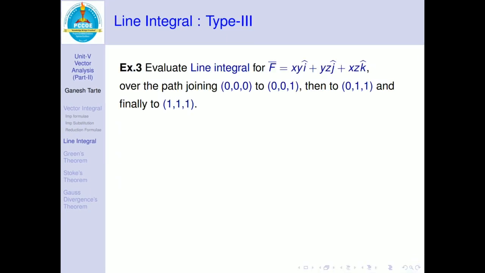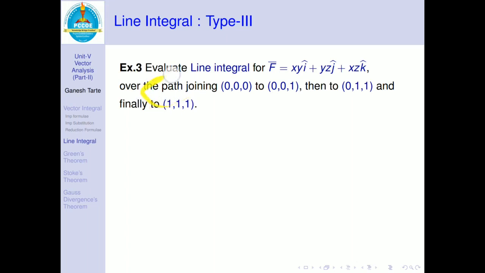Now type 3: evaluate the line integral for F bar equals xy i plus yz j plus xz k over the path joining (0,0,0) to (0,0,1), then to (0,1,1), and finally to (1,1,1).